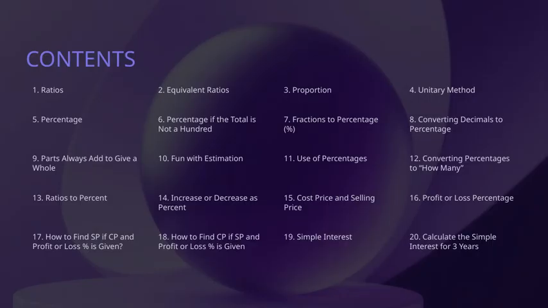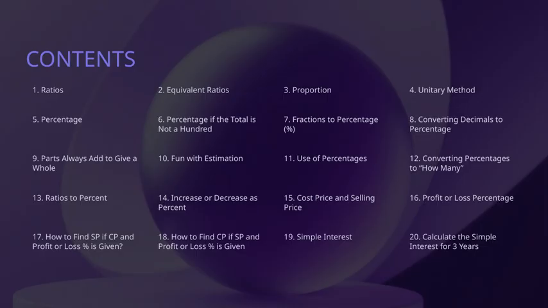Let's take a look at the contents of today's session. We will cover a range of important topics starting with ratios, which are fundamental in comparing quantities. Next, we'll explore percentages, including how parts always add up to give a whole, and what to do if the total isn't exactly 100%. We'll see how to convert ratios into percentages and vice versa, which is very useful in many real-life situations. We'll also discuss proportions and the unitary method, helping us understand how to find one part when others are known. Moving forward, we'll examine converting decimals to percentages and percentages back to how many. That's key for understanding parts of a whole.